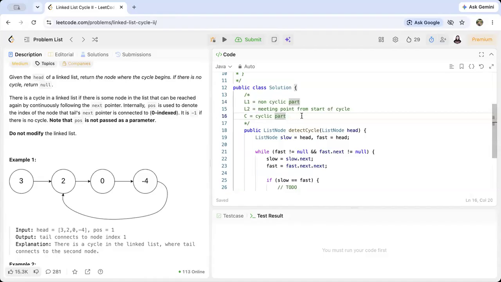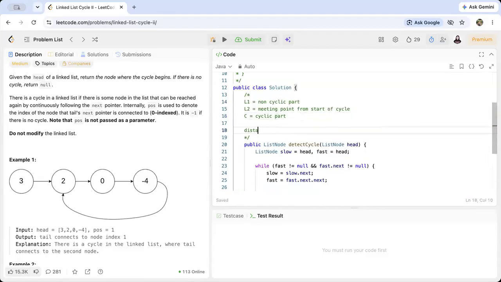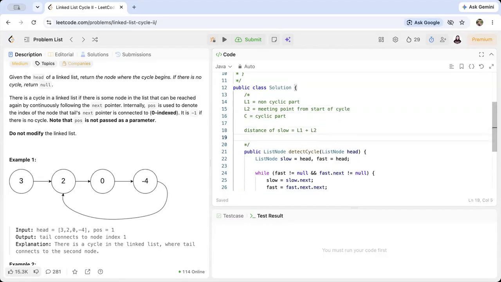Now when my slow meets fast, how much distance has slow traveled? Distance of slow will be L1, the non-cyclic part, plus L2, the meeting point from the start of the cycle, correct? And how much distance has fast traveled? It has traveled L1, the non-cyclic part. It has also covered some iterations of the cyclic part, and then it has met slow at L2, correct? Here n is the number of completed cycles, correct?